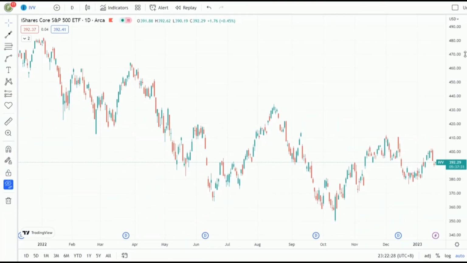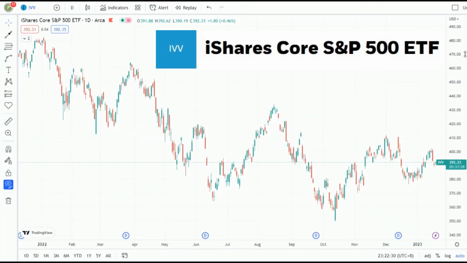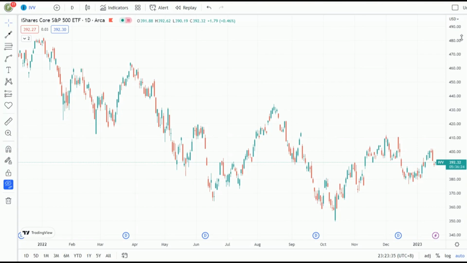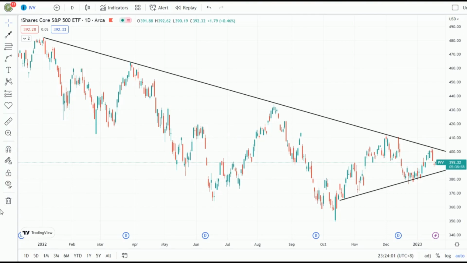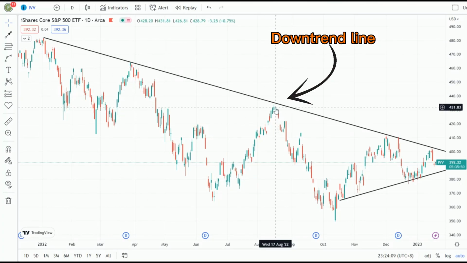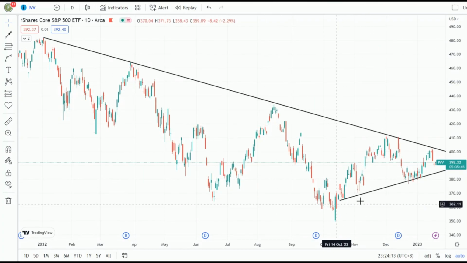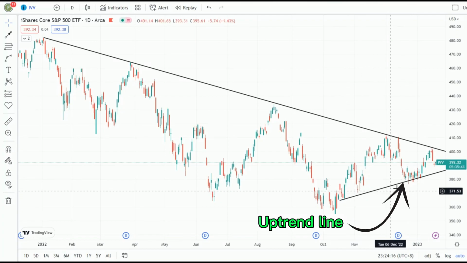Alright, let's have a look at the chart of IVV, which is one of the ETFs for the S&P 500. As of the day of recording, which is the 20th of January, during market trading hours, I noticed a triangle pattern is about to form. Now, how does this triangle form? You will have a downtrend line connecting the highs, and in the short term, there is an uptrend line.